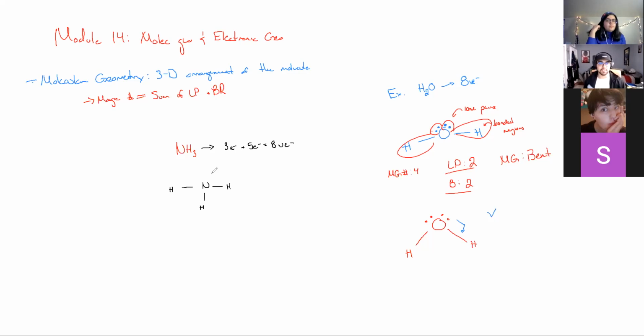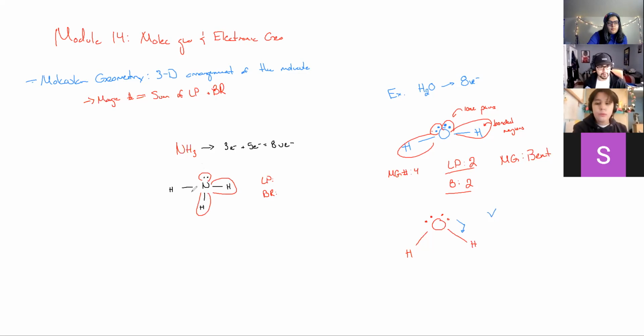And then what else am I missing on my Lewis structure? The 2 electrons on nitrogen. We have 2 electrons on our nitrogen. Now let's see our lone pairs and our bonded regions. How many lone pairs do we have? 2. Well, 1. We don't count each electron, we just count the pair. So 2 electrons, that's a pair. And then how many regions do we have? 3. Yes, 3. So we have 1 and 3.